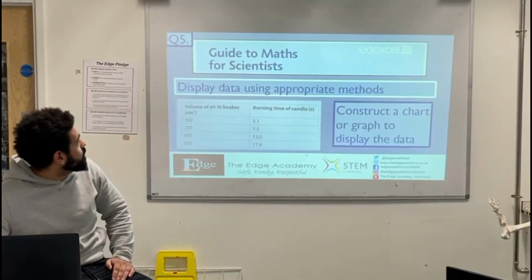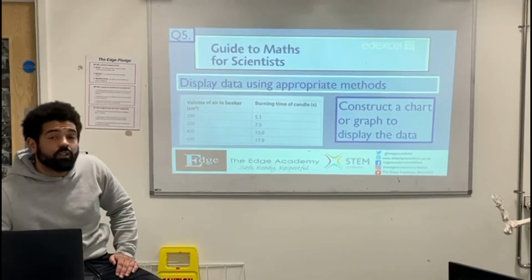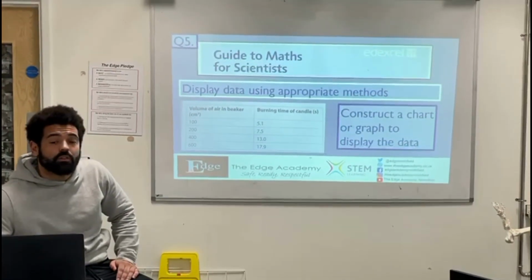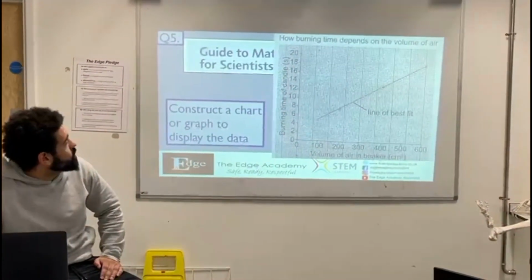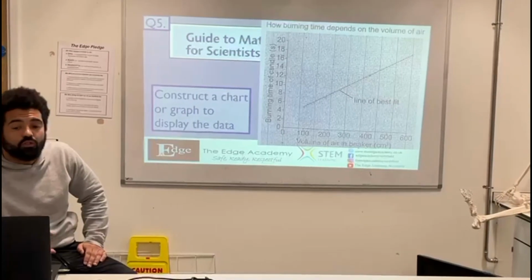And then finally, could I get you to use this data to construct a chart or a graph to display the data? Pause the video, have a go in your exercise books. And this is the final question, question 5. So here we have a scatter graph, and we've done a line of best fit to show the plots.